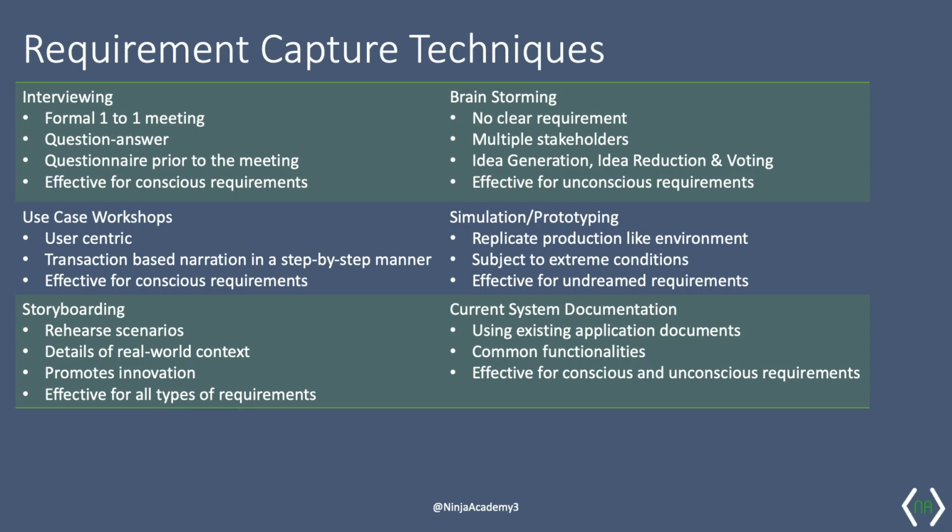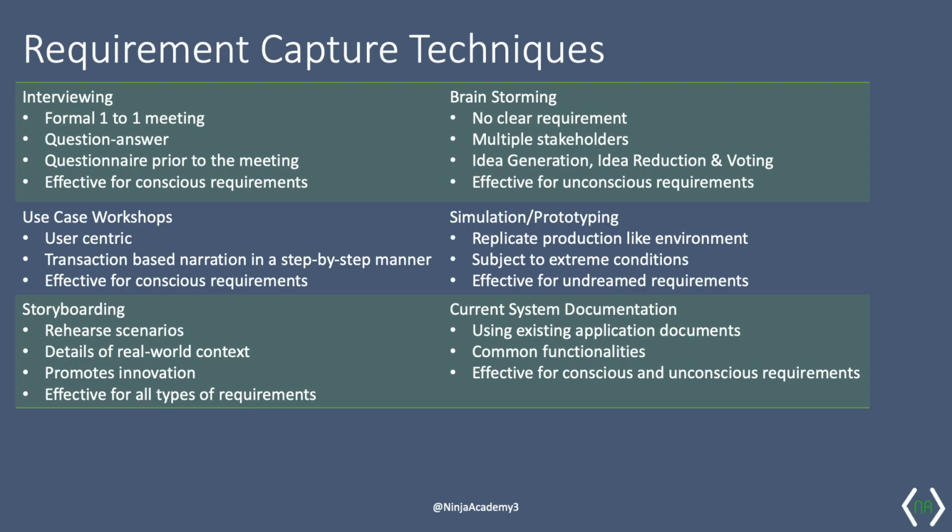So the next technique is the brainstorming technique, which is normally used in situations where the requirement is not clear or it's not surfacing that easily. It is useful when there's a group of stakeholders trying to address the same problem and the requirements are not clear. So you would have to bring all the multiple stakeholders into a room and go through a process of idea generation, idea reduction, and voting.